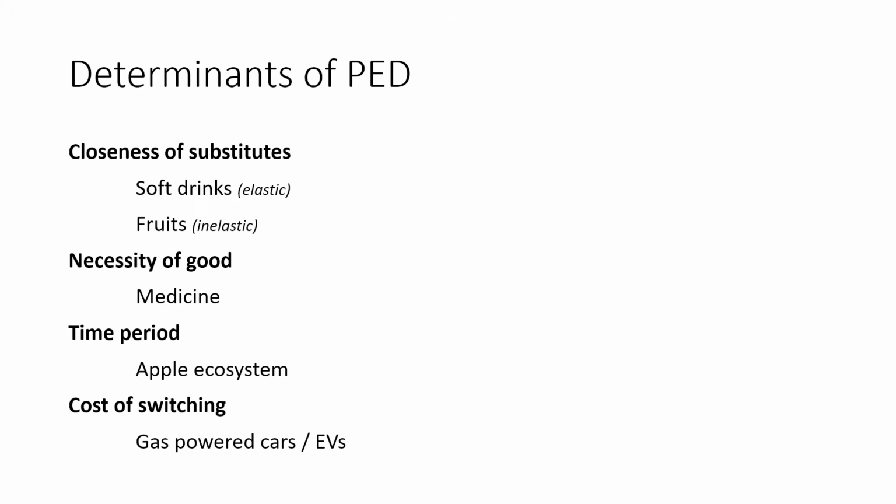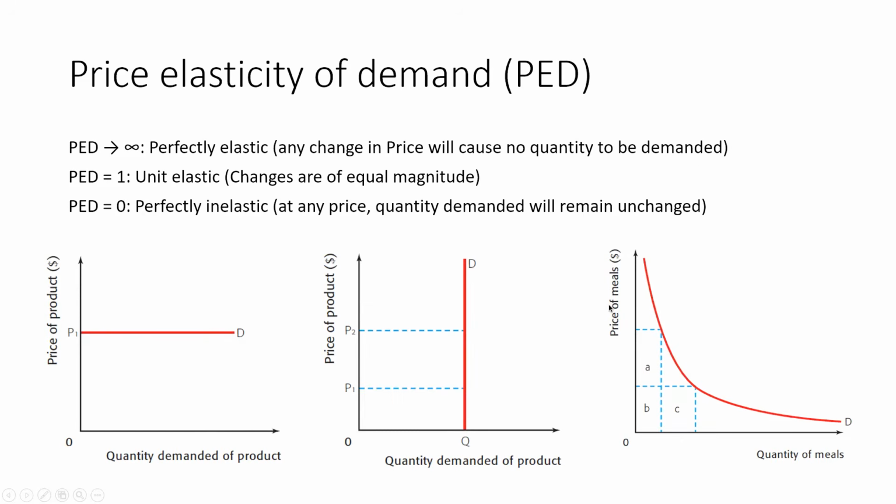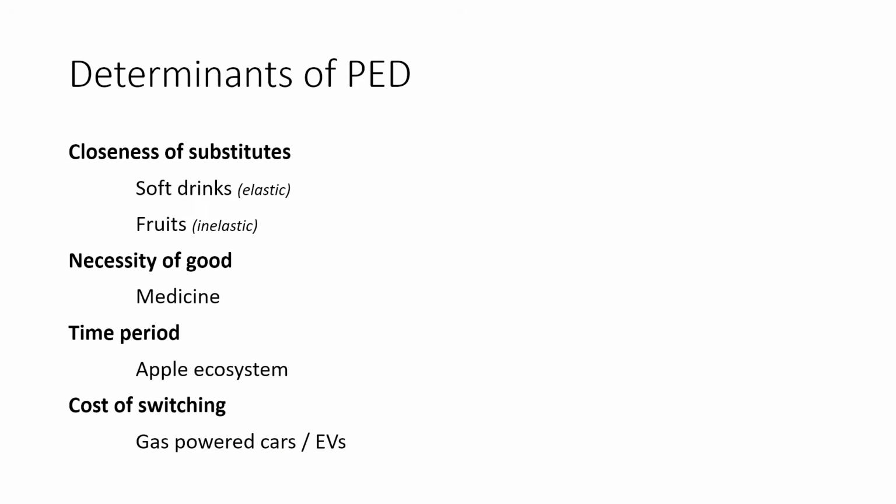There are some determinants of PED. For example, the closeness of substitutes. For example, if you have Coke and Pepsi, if Coke decides to increase their prices by $1, then people are going to buy Pepsi. So it's more responsive to a change in price. The Coke, that is. And also the Pepsi if Coke suddenly increases prices or changes them.